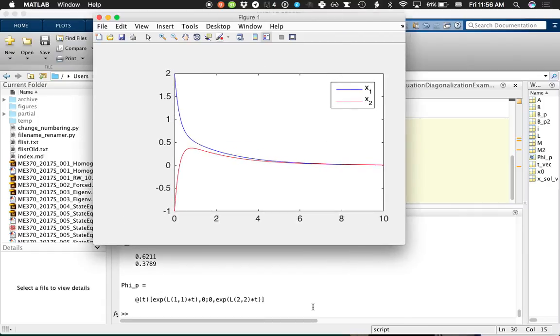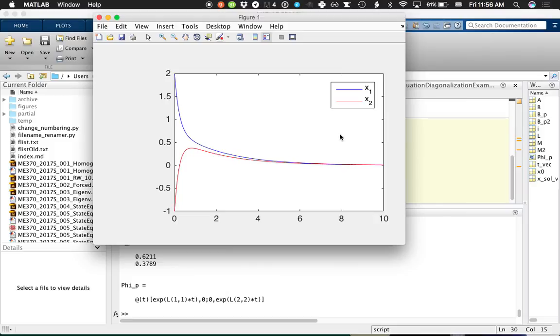We're looking at the solution for x1 as a function of time in blue, and the solution for x2 as a function of time in red, given the initial conditions 2 and -1. So yeah, they start at 2 and -1, and then they respond, and they go to 0.